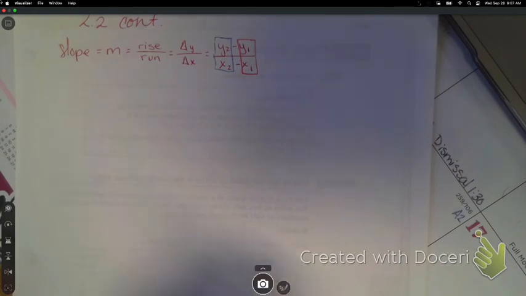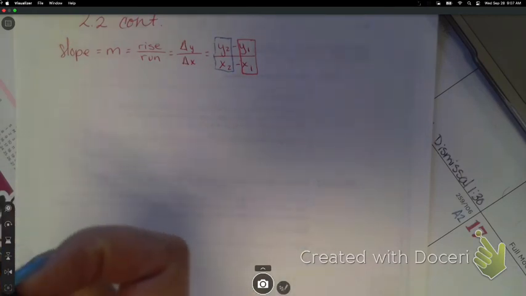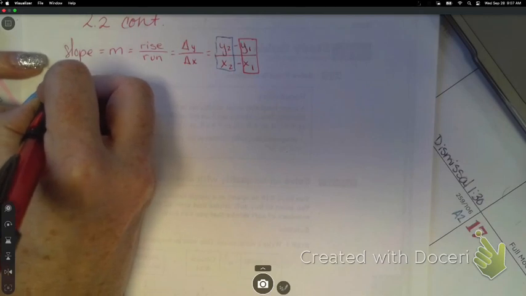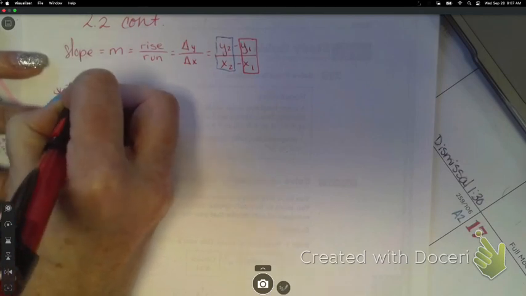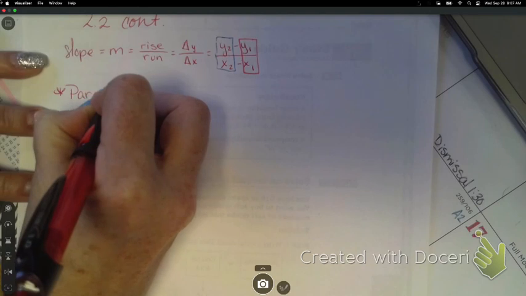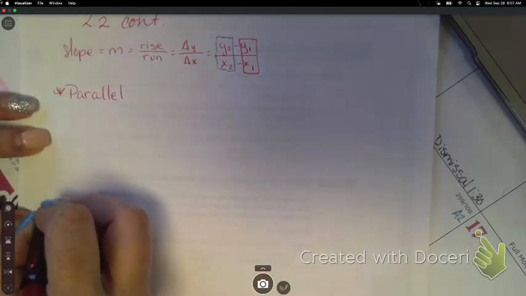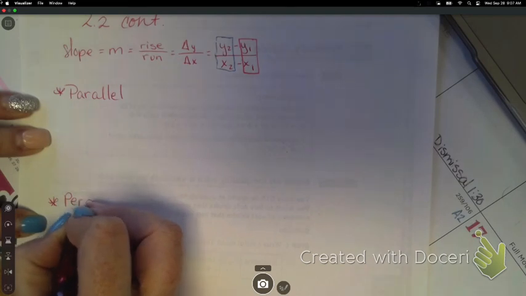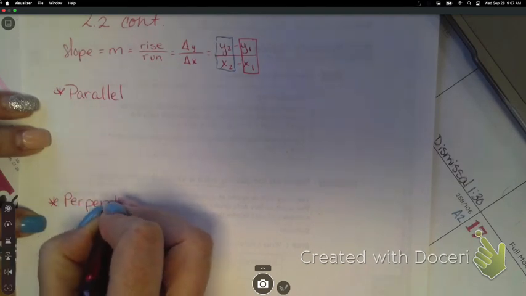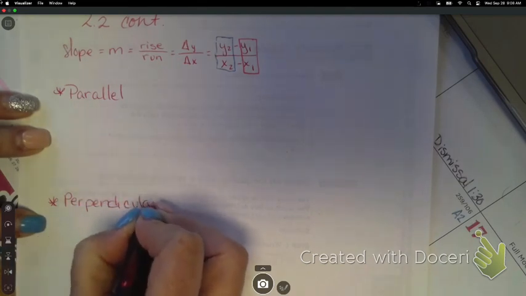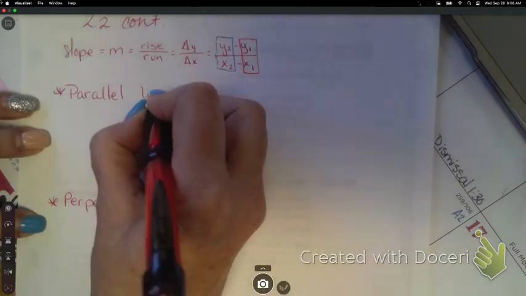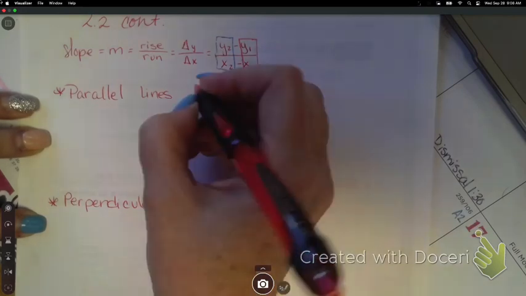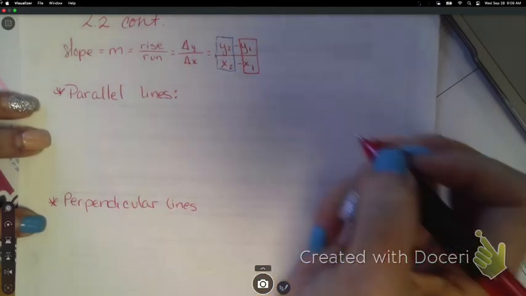It doesn't work. Okay, so what we're going to be doing today, we are going to talk about parallel and perpendicular lines. Leave some space so you can write some stuff. Okay, what do we know about parallel lines?